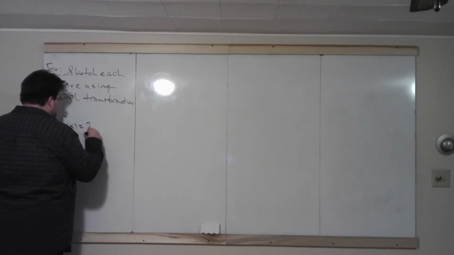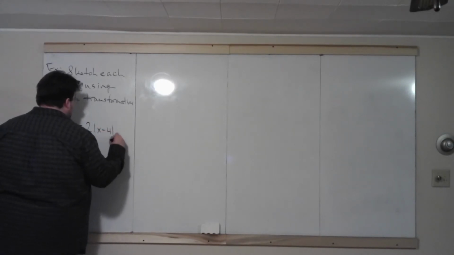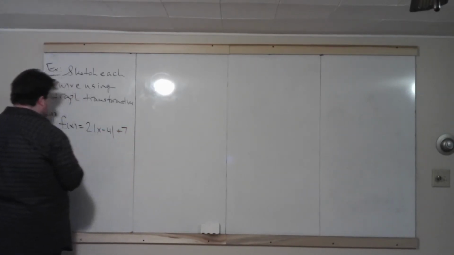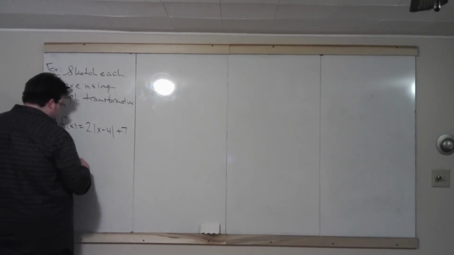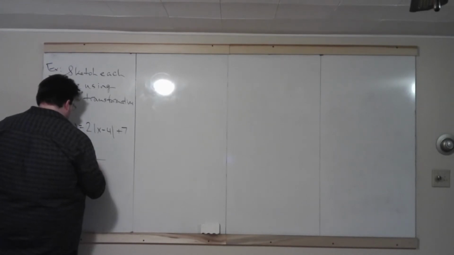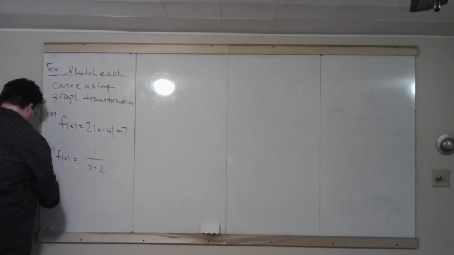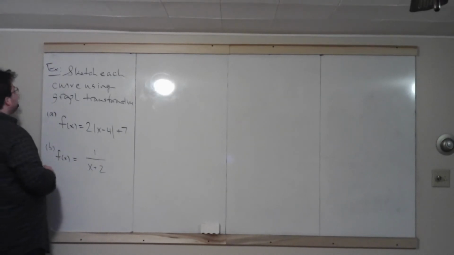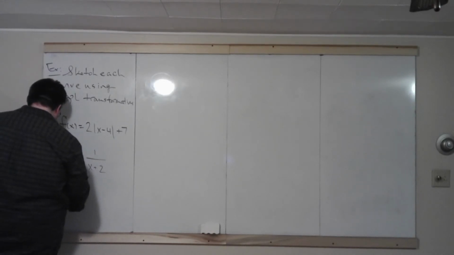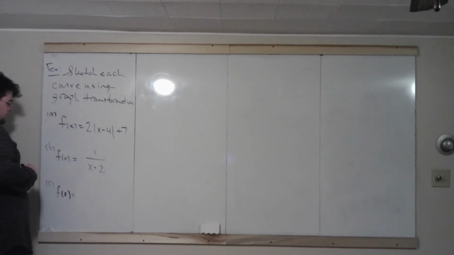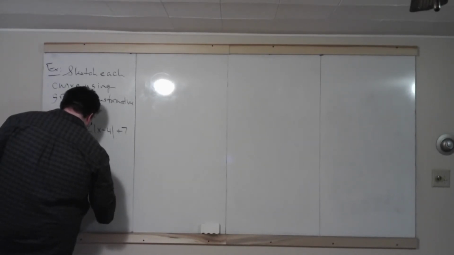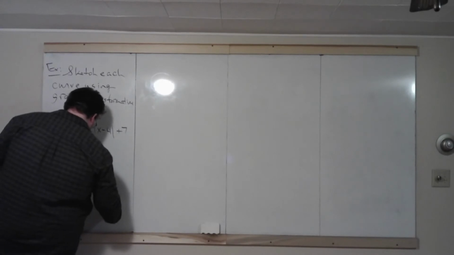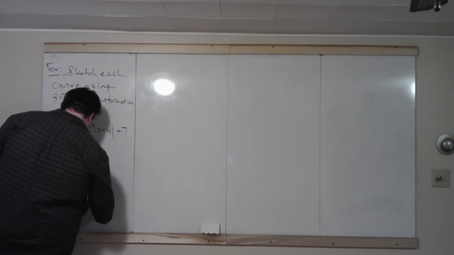A. f of x equals 2 times the absolute value of x minus 4, plus 7. B. f of x equals 1 over x minus 2. Now, let's make it plus 2. C. f of x equals, how about, negative 1 over (x minus 3) all squared.